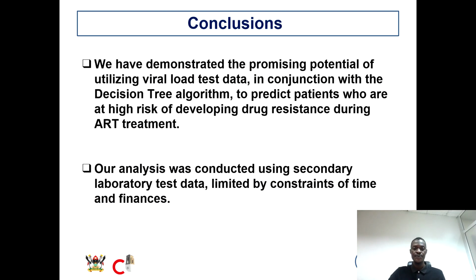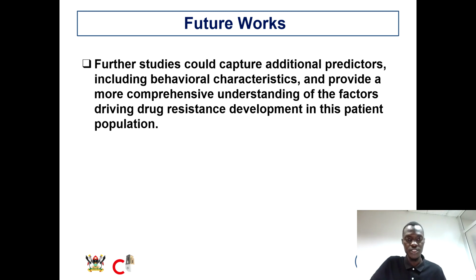So in conclusion, we have demonstrated that this is promising and it has potential, especially with the decision tree algorithm, and we believe that we can predict patients that are at a high risk of developing resistance during ART treatment. And I believe with more secondary laboratory data, we can go ahead and find better ways of improving this. But of course, we were limited by constraints of time and finance while working on this project.